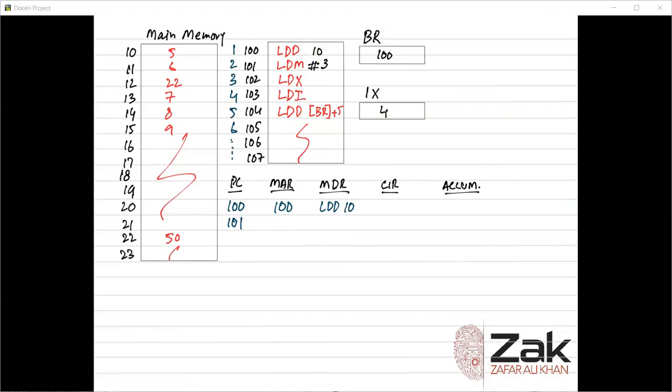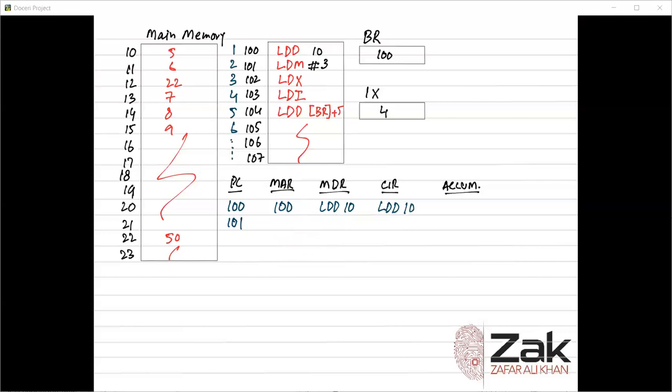Now from MDR, this instruction will be copied to the current instruction register. This is fetch. From PC, the address goes to MAR, PC increments itself by 1, MAR points to the main memory through the address bus, and from that address the instruction through the data bus is delivered to MDR, and from MDR it goes to CIR. This is fetch. Now CIR will actually decode and execute it.